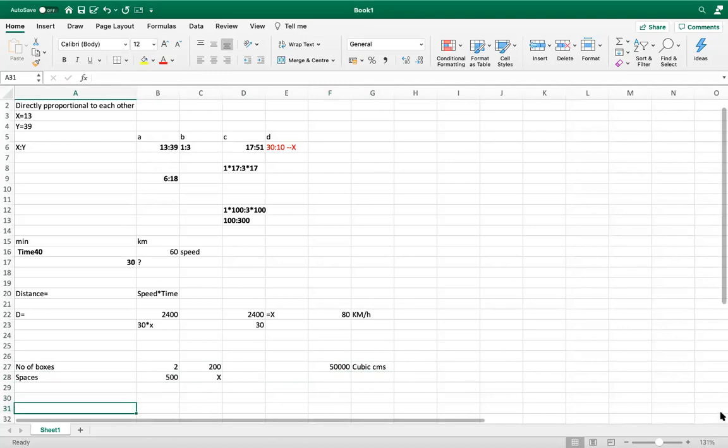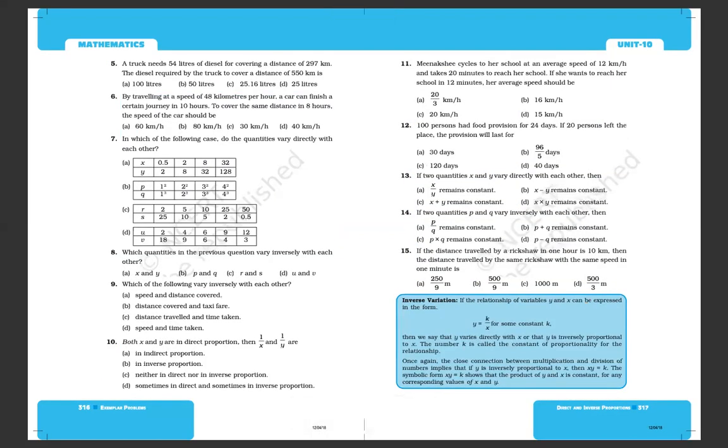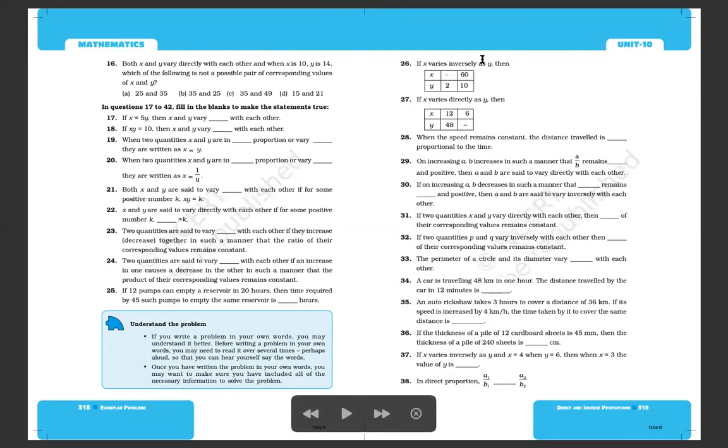Any doubts so far? No, ma'am. So shall we proceed? Yes, ma'am. Any doubts? No, ma'am. So this is about proportion. So can we proceed with matrices? I'll share this thing in classroom.